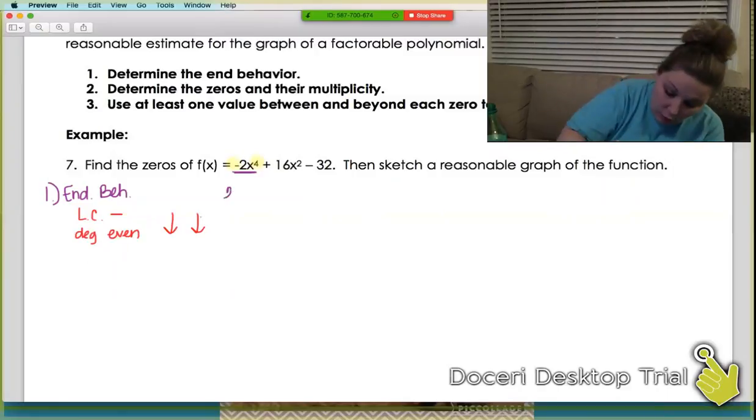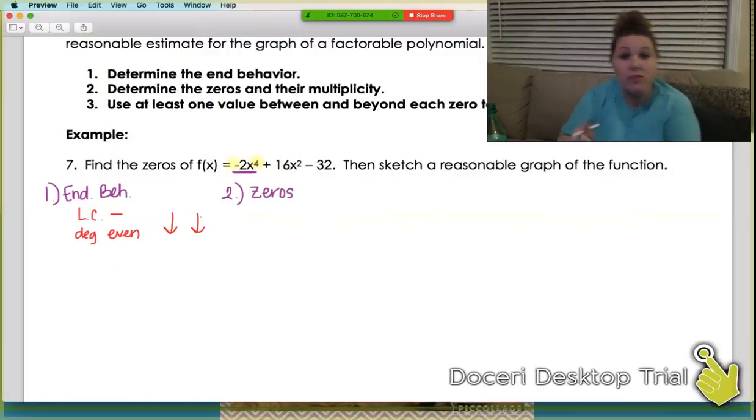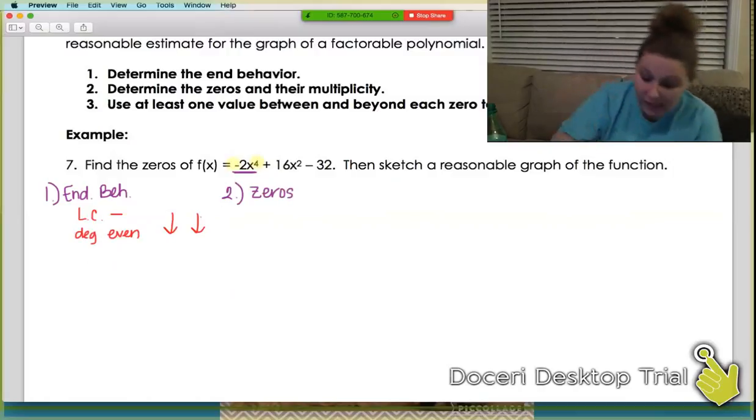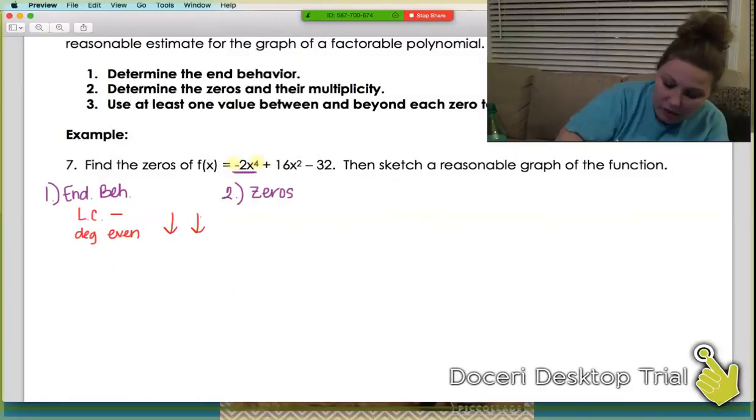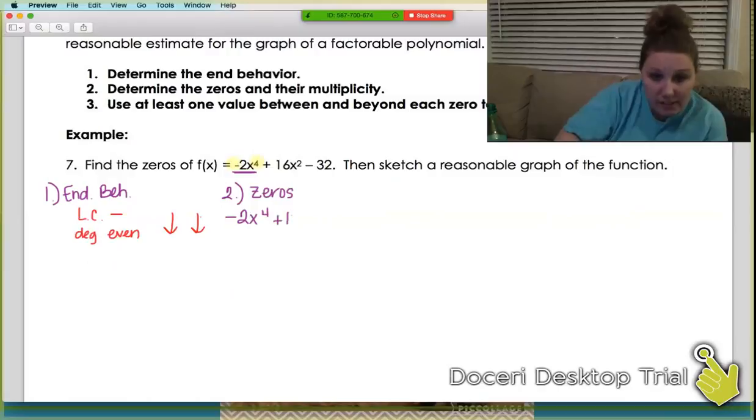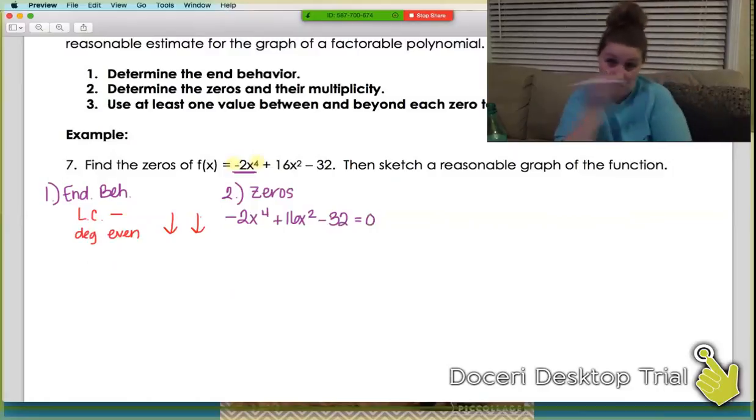Step two, we need to find the zeros. And so to do that, we take out the f of x and we put a 0 in there, so it's an equation that we can solve. So I'm going to say negative 2x to the fourth plus 16x squared minus 32 equals 0. And we're going to solve this equation.